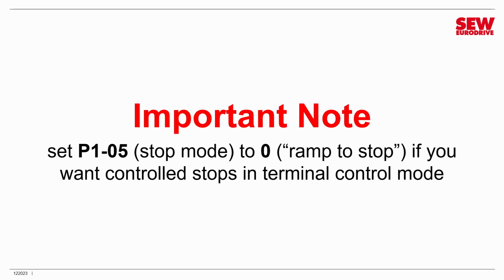Now, an important note, if you want to have a ramped stop, you need to set parameter 1-05, which is the stop mode parameter, to 0. That selects ramp to stop. This will give you controlled stops where you have a predictable deceleration. If you don't have it set to 0, it will be in coast to stop. You will have the uncontrolled stops where you really can't know how long it's going to take to stop.